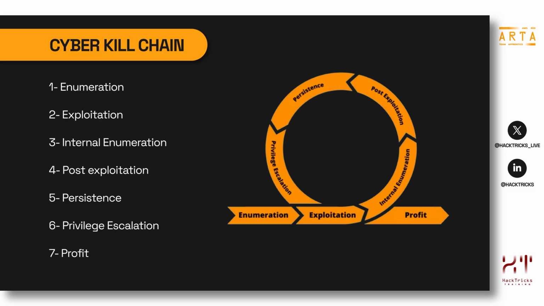So every time you pivot to a different account, or to a different role, or to a different whatever, you need to restart the internal enumeration. At some point in this wheel, either we compromise completely the organization, or we achieve our goal, or we are completely stopped and we cannot continue moving forward. We are going to pass to the step of profit.